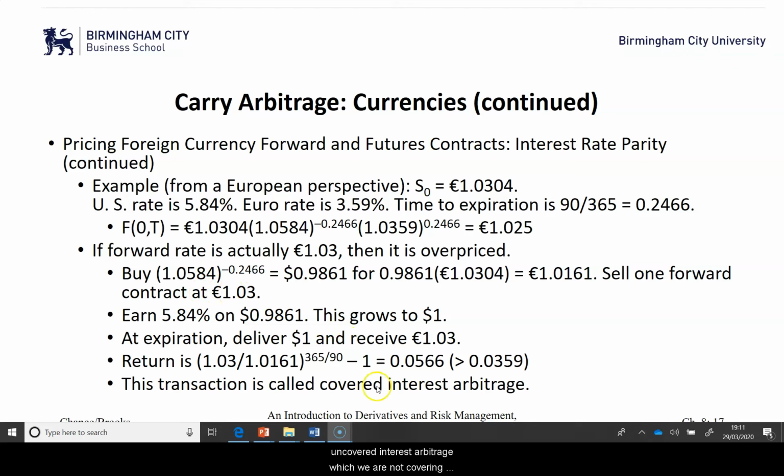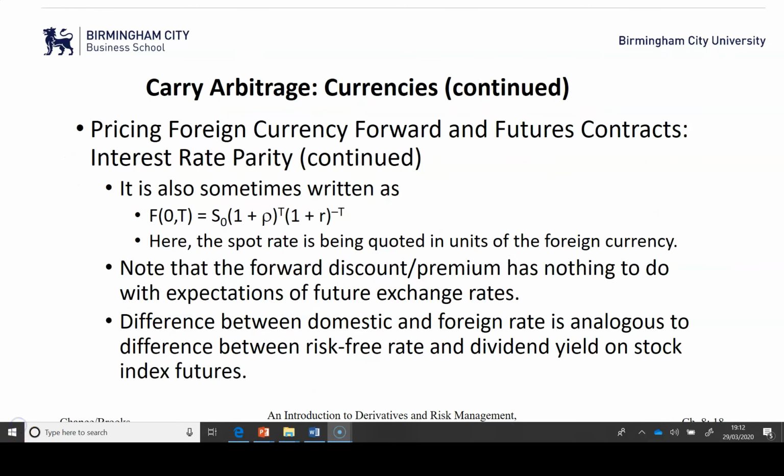There can be uncovered interest arbitrage, which we are not covering here, in which you will not involve any forward buying of currency or forward selling of currency. Now, the formula for the forward price of a currency can also be written like this. Here the important factor to note is that the spot price here is quoted as the foreign currency units per unit of domestic currency. So in that case, you will have to use this formula.